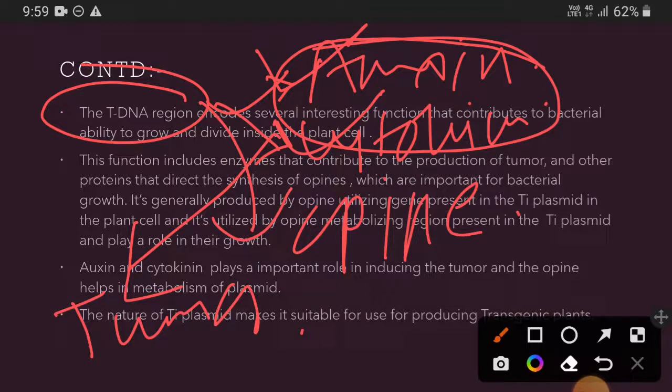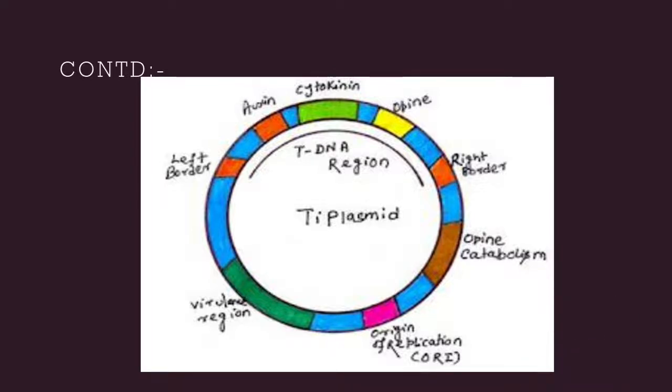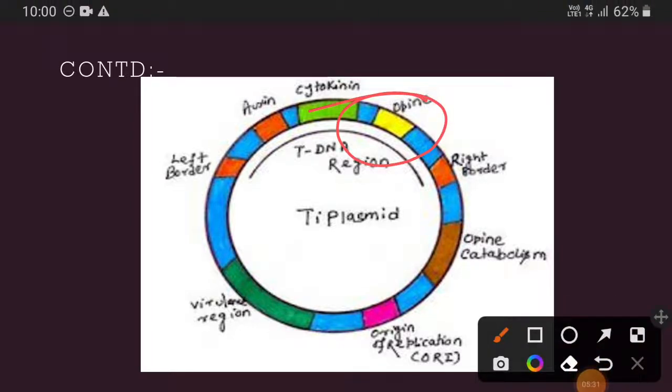Okay, and the third thing that is produced by tDNA inside the plant cell is opine. Okay, this opine is an unusual amino acid whose synthesizing gene is present in the tDNA region. That is why a Ti plasmid infected plant is used to produce opine, an unusual amino acid, but the plant cannot utilize it. Instead, there is an opine catabolism region present in the Ti plasmid.